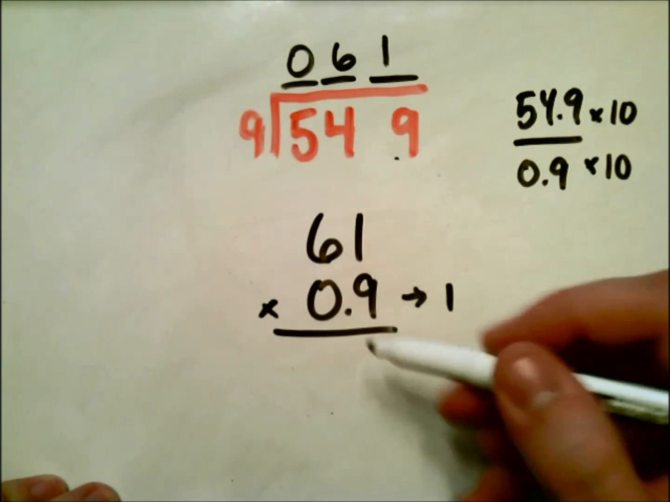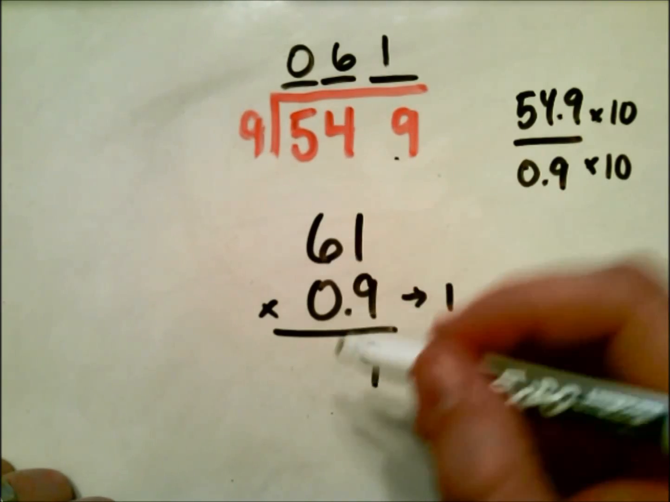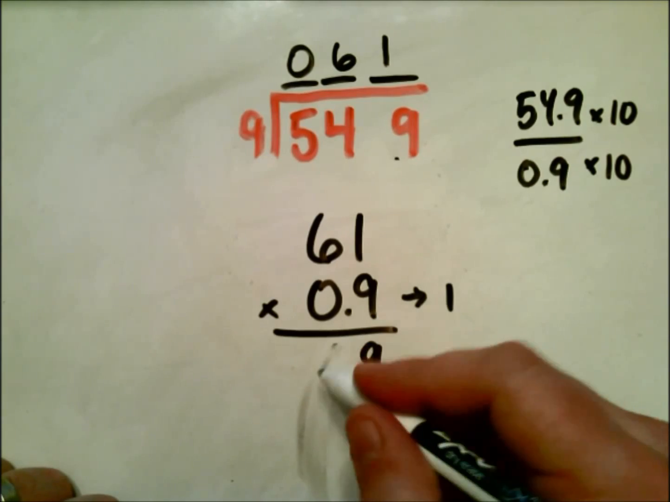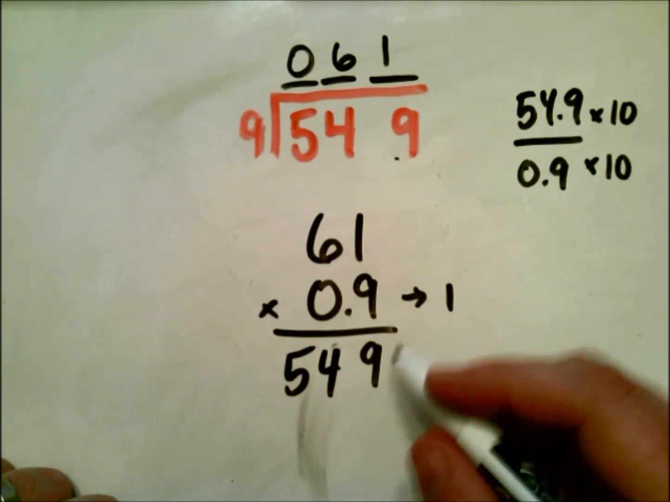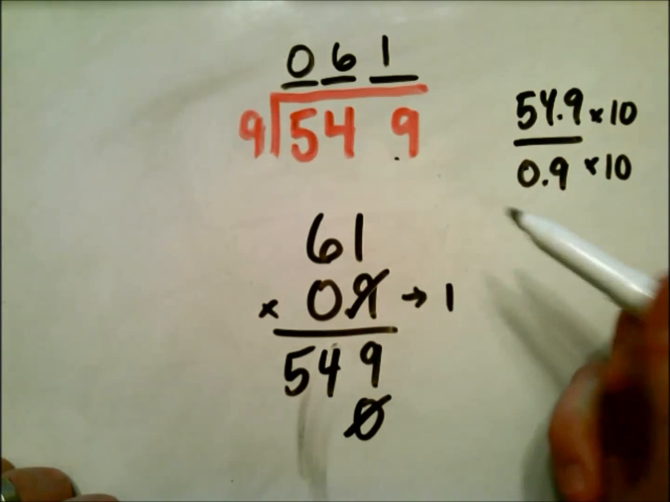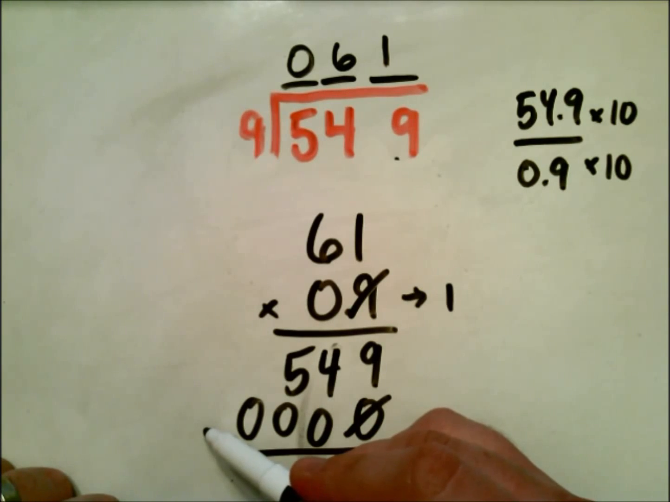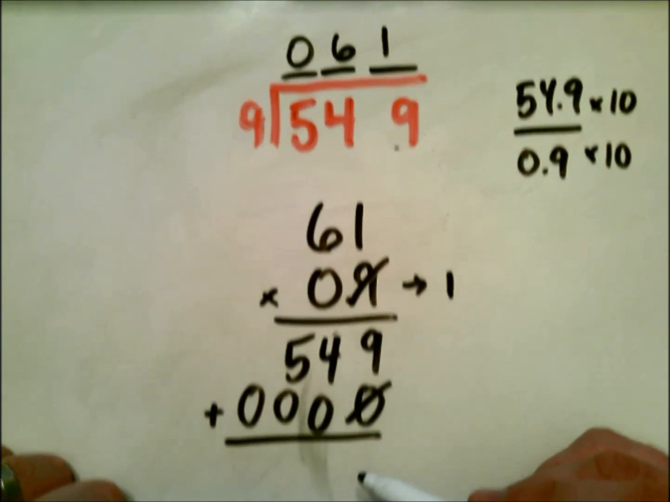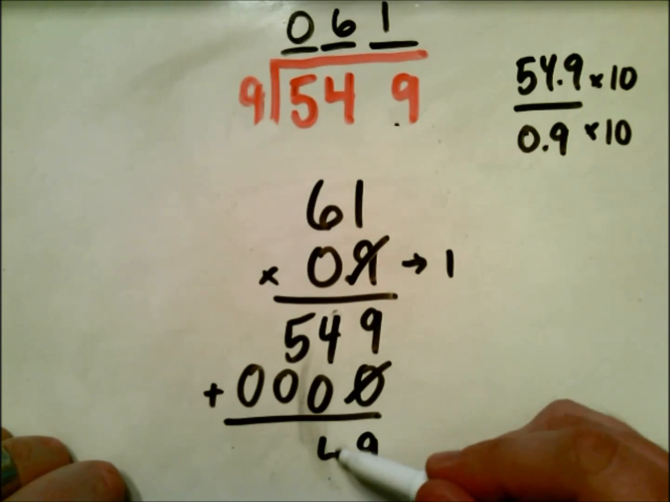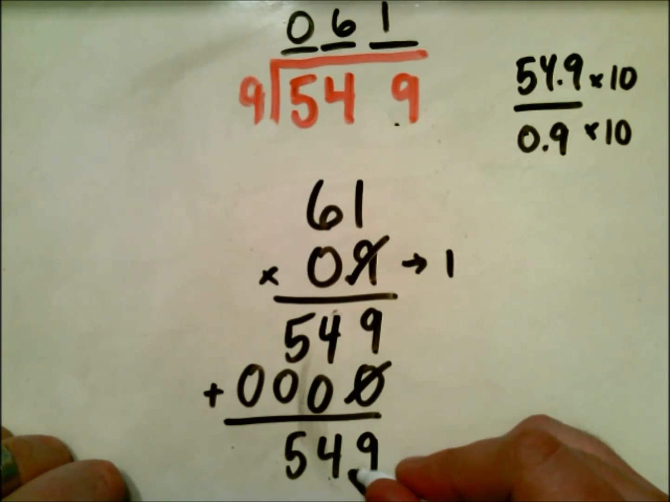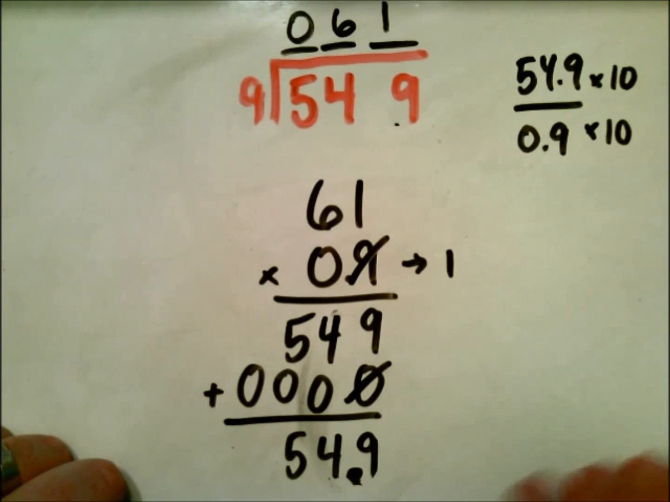Okay, so 9 times 1 is 9. 9 times 6 is 54. Sorry about that. Okay, and then we're going to clear out because we're done with the 9. And then this is all zeros as well. So we're going to add this together. We get 9, 4, 5. We're going to eventually put the decimal back in once. Okay, and that was our original dividend right there.